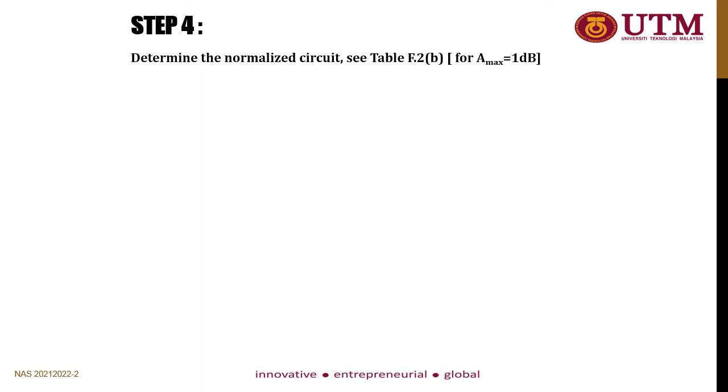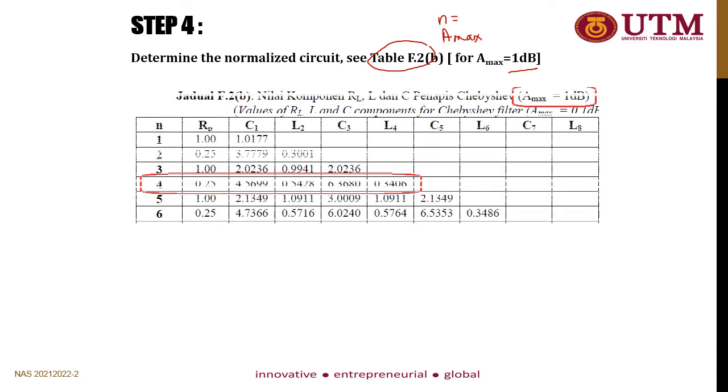Okay, next, if the question asks you to provide the normalized circuit, you need to refer to table F.2b in this case for Amax equal to 1 dB. So again, it depends on your n values and also your Amax values. This is how table F.2b looks like. F.2a is basically for Amax equal to 0.1 dB. So in this case, your n equal to 4. So refer to n equal to 4.